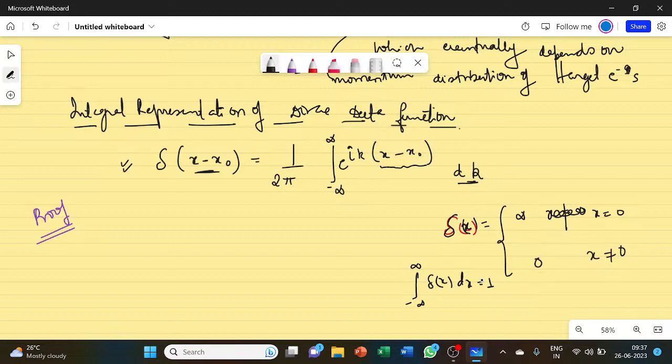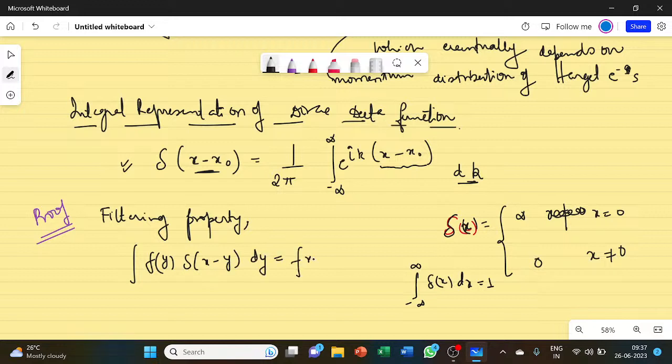Now one has to understand that there is something called the filtering property, and if you're not aware, kindly see my lectures on the Dirac delta function. If I am integrating f(y) times the Dirac delta function δ(x minus y) dy, then this is equal to f(x). And don't get confused, the Dirac delta function is a symmetric function, so whether you write δ(x minus y) or δ(y minus x), it is one and the same thing.